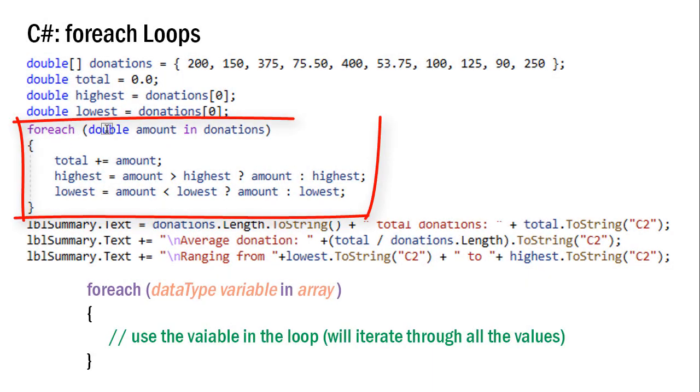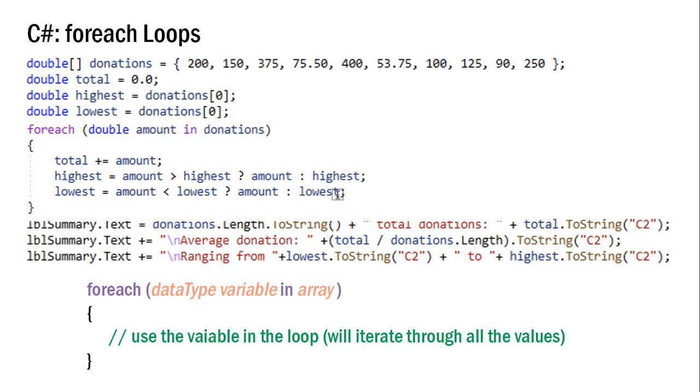In the foreach loop, I created a variable called amount, which is of type double. So this data type needs to match the data type of the array donations, which is the name of my array. Then total is simply going to be incremented by amount. Highest is going to equal amount if amount is greater than highest, otherwise it'll equal highest. And lowest will equal amount if amount is less than lowest, otherwise it will equal lowest.